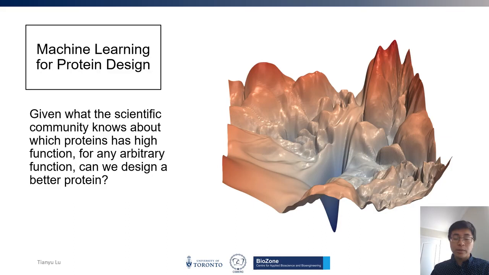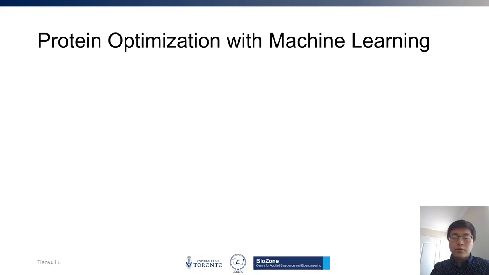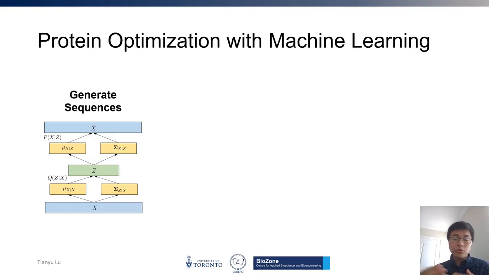So how can we design a perhaps more general optimization pipeline such that given any arbitrary function, we can design a better protein to optimize for that particular function? So this is protein optimization with machine learning. First, you generate some sequences using a generative model. This will be trained on the set of mutants available in the scientific literature. So this sort of represents the current state of what the scientific community knows about what mutations can work for a particular protein.